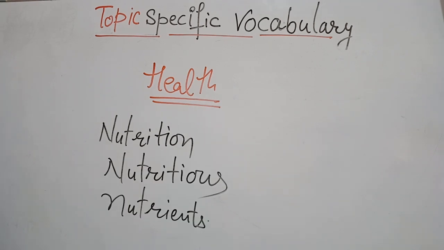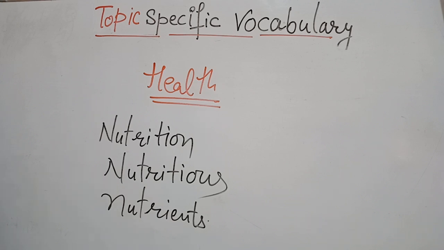Next is nutrition, nutritious, and nutrients. Nutrition is necessary, otherwise we will not get good health. So nutrition means good diet here, balanced diet. Nutritious means when we say that this is a nutritious diet, it means that it has all nutrients. Nutritious diet that includes vegetables, milk, meat, eggs. Okay, that is called nutritious.